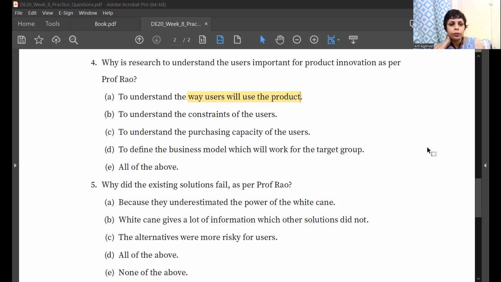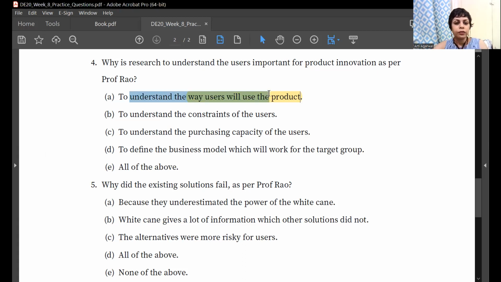So things like that. There can be many things you learn just by looking at the people using it. And of course, the next level of learning happens when you actually talk to people and understand their perception and their experiences of using the existing product. So that's why I've highlighted this first point, that this is extremely important in any product innovation.